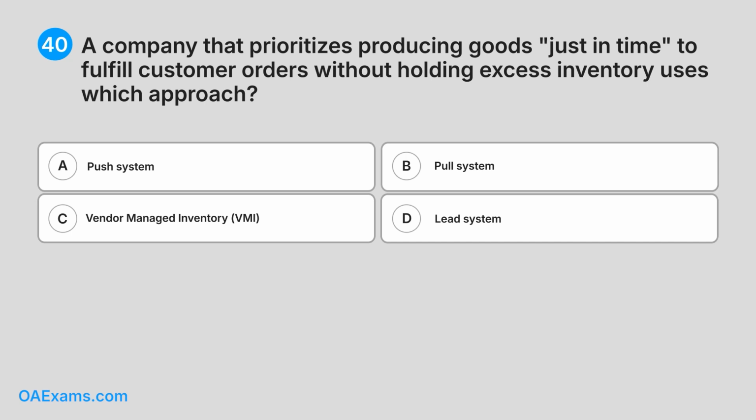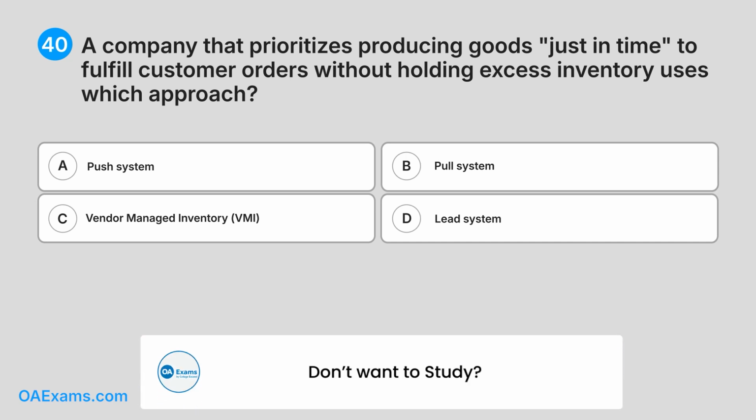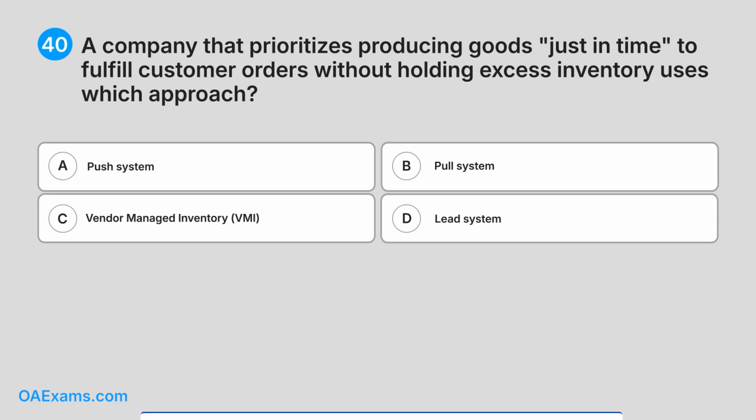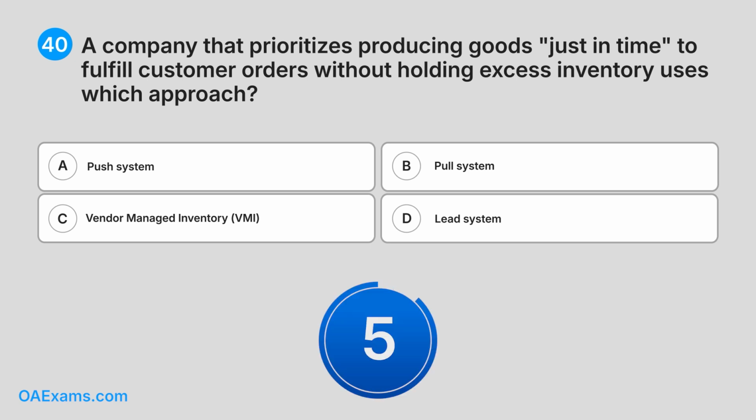40. A company that prioritizes producing goods just in time to fulfill customer orders without holding excess inventory uses which approach? A. Push system. B. Pull system. C. Vendor-managed inventory, VMI. D. Lead system. What do you think is the answer?